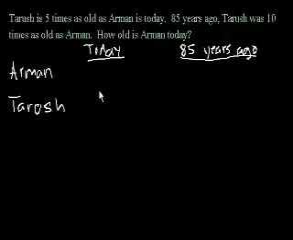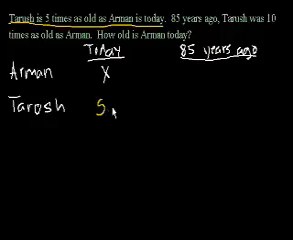Tarush. Well, we're trying to solve for how old is Armand today. So let's just make that x for simplicity. It says Tarush is 5 times as old as Armand today. So let me underline that. Tarush is 5 times as old as Armand today. Well, if Armand is x, well, that tells us that Tarush is going to be 5x.